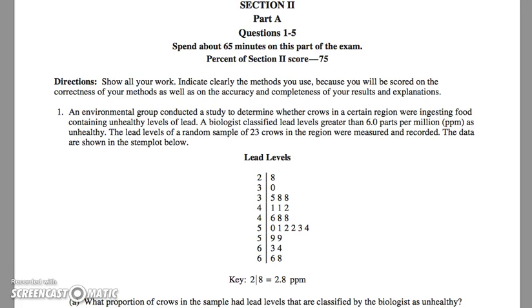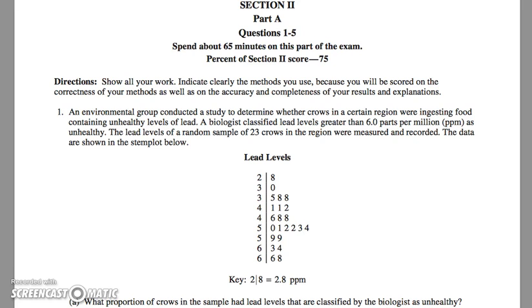So for chapter 21, we're going to use the 2013 free response AP practice question number 1. It starts with directions, which is show all your work, indicate clearly the methods you use, because you will be scored on the correctness of your methods as well as on the accuracy and completeness of your results and explanations.